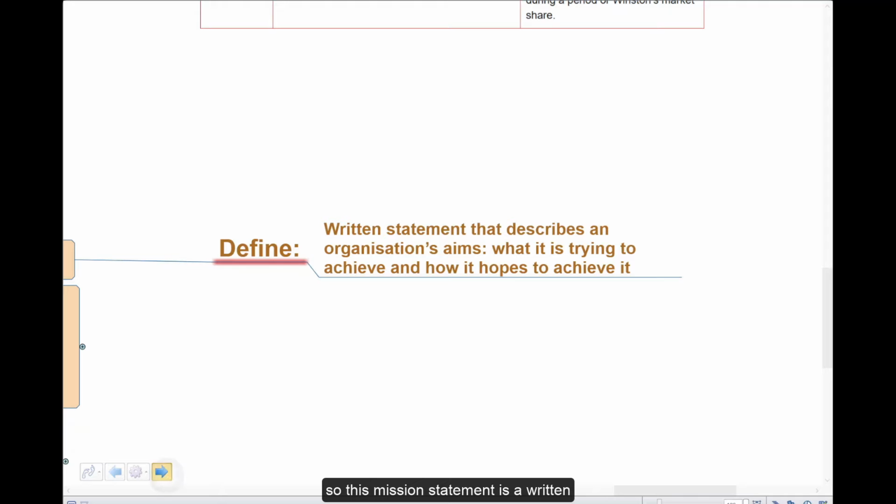So this mission statement is a written statement that describes the organization's aims. I would go as far as to say that a mission statement should give a business's raison d'etre, to use the French words, its reason for being, and indeed how it hopes to achieve it. This is important to give everyone connected with the business, directors, employees, managers, and other stakeholders, a feel for what we are about. Okay. Generally, a mission statement would be published on a website.